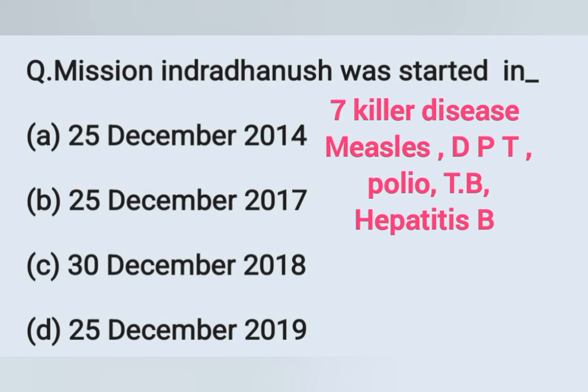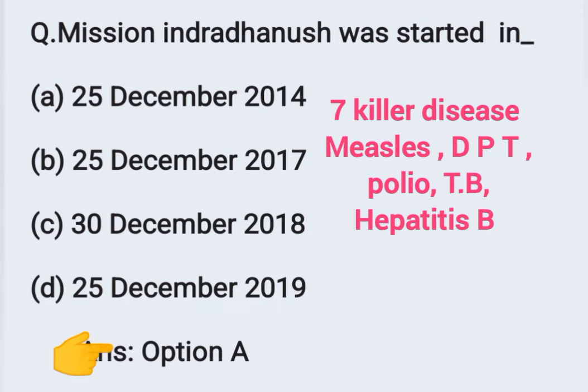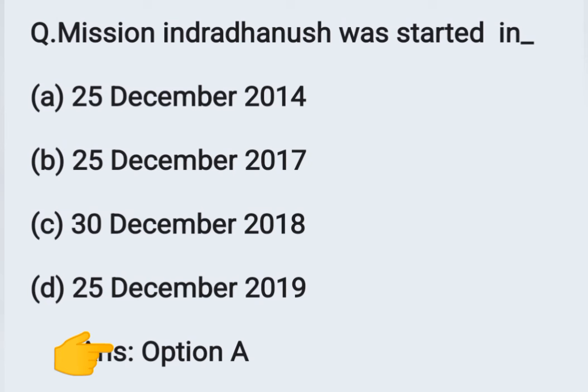Mission Indradhanush is a vaccination program. It mainly aims to give vaccine for 7 killer diseases. The 7 killer diseases include measles, diphtheria, pertussis, tetanus, polio, tuberculosis and hepatitis B. And this program, Mission Indradhanush, was started in the year 2014, that is 25 December 2014. Option A is the correct answer.